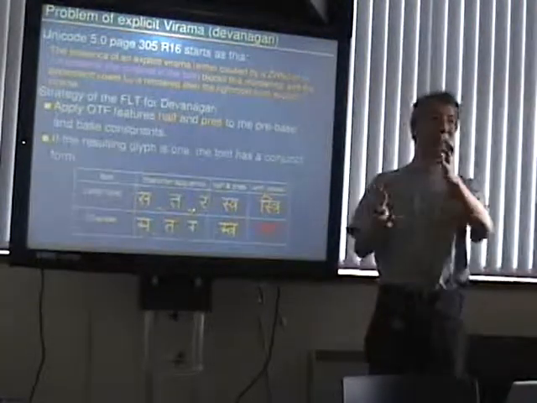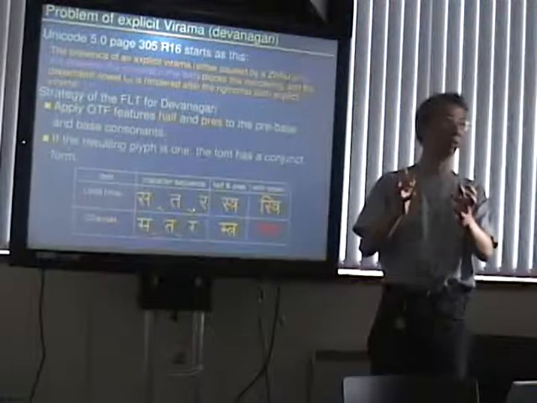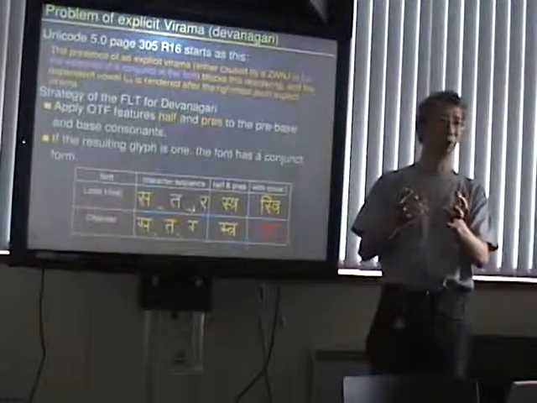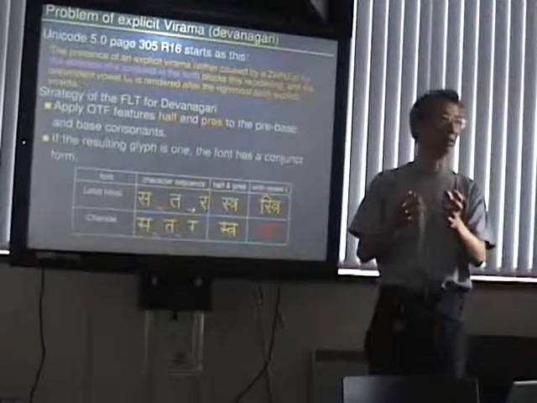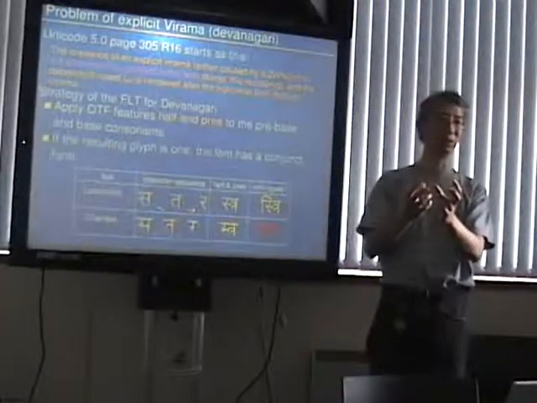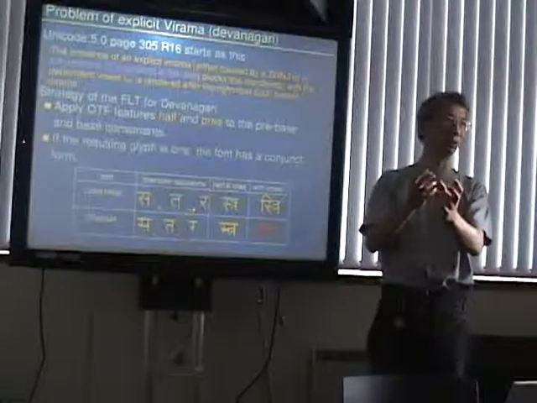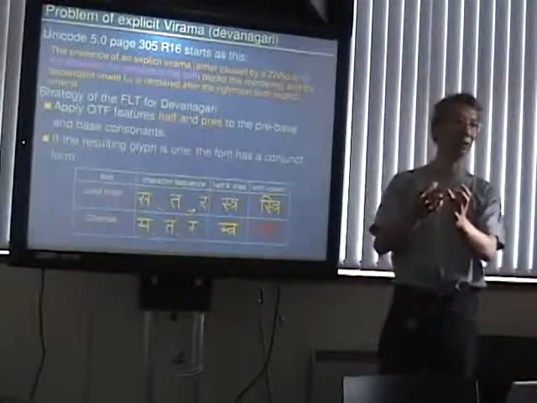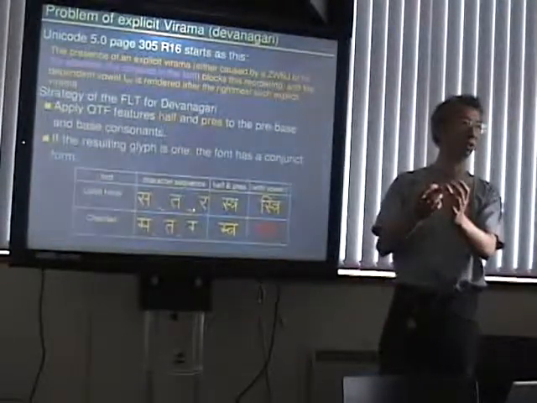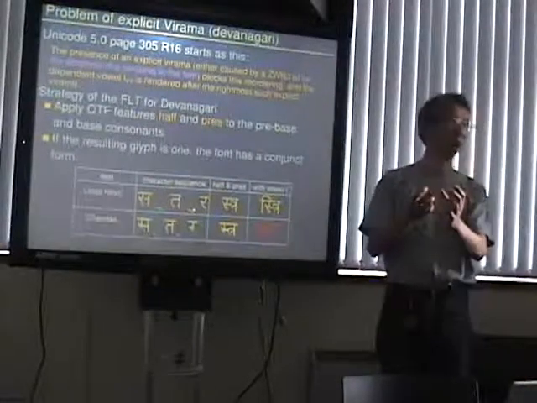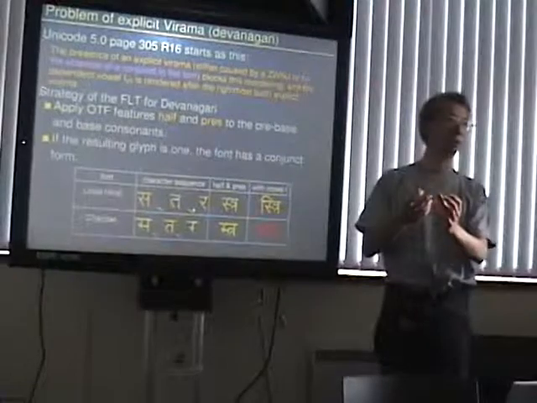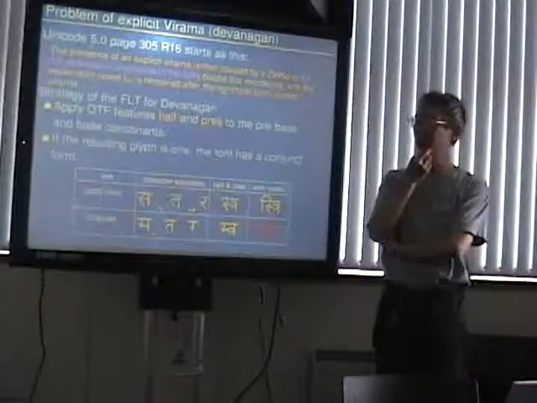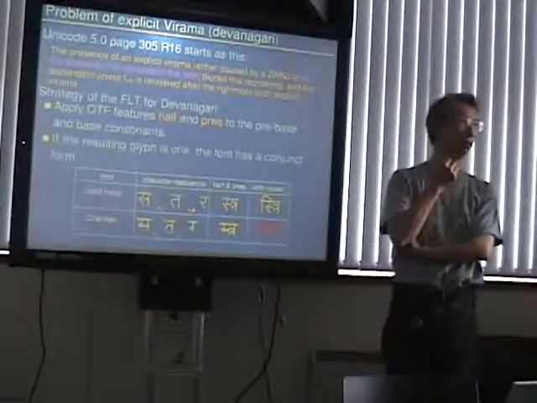After we apply some feature, we don't have generic knowledge about the font. So which part is actually the conjunct form, or which part is the non-conjunct form, if the conjunct form is represented by two glyphs? I think there's no way to solve this kind of problem.